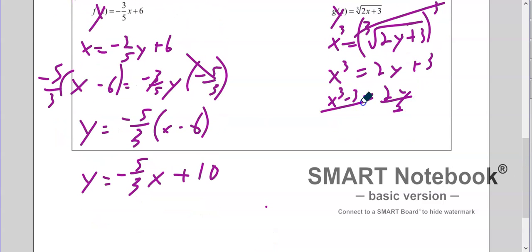And divide by 2. So y equals x cubed minus 3 over 2. Final answer.